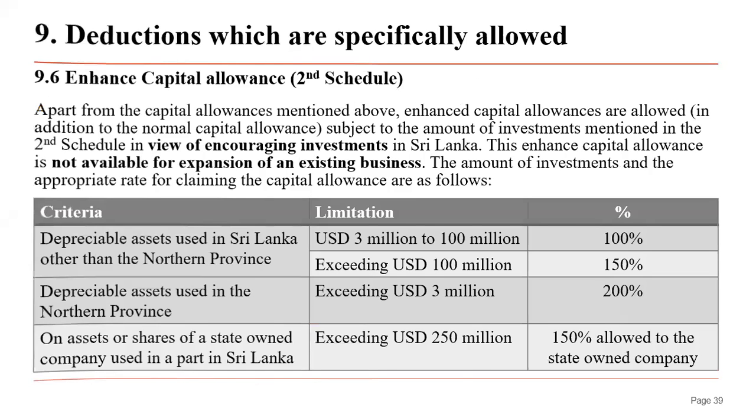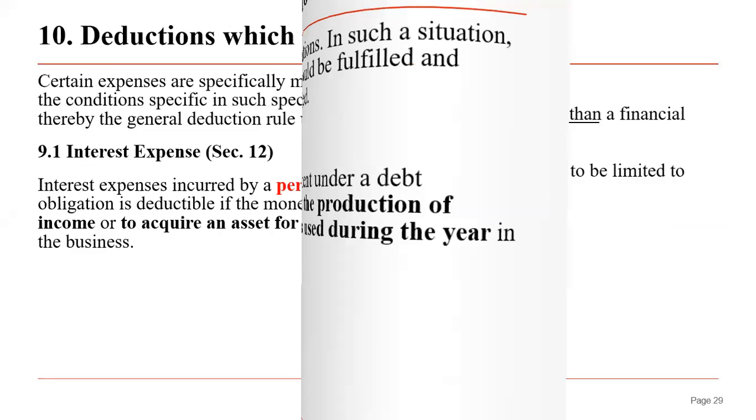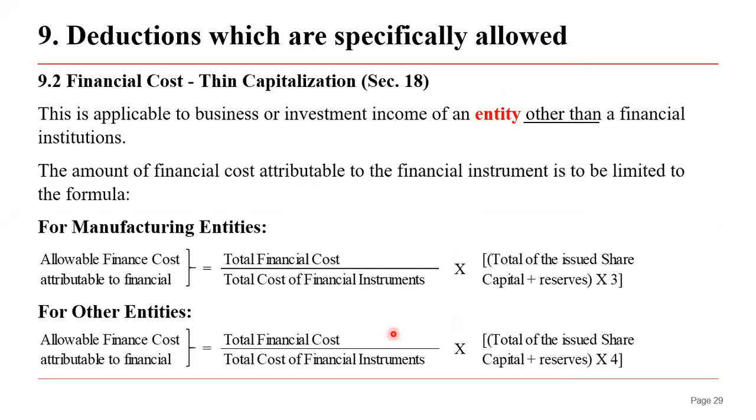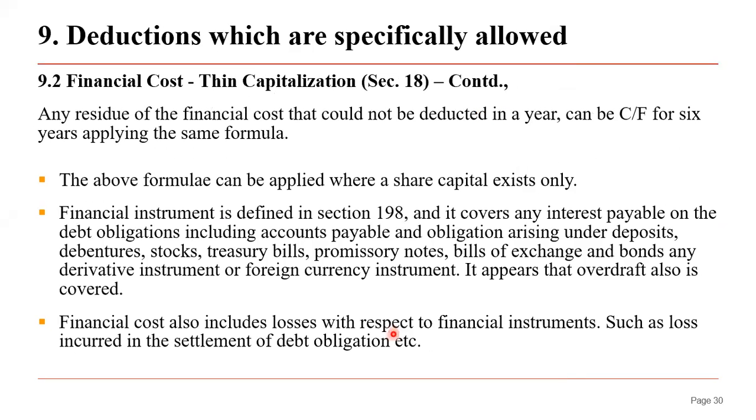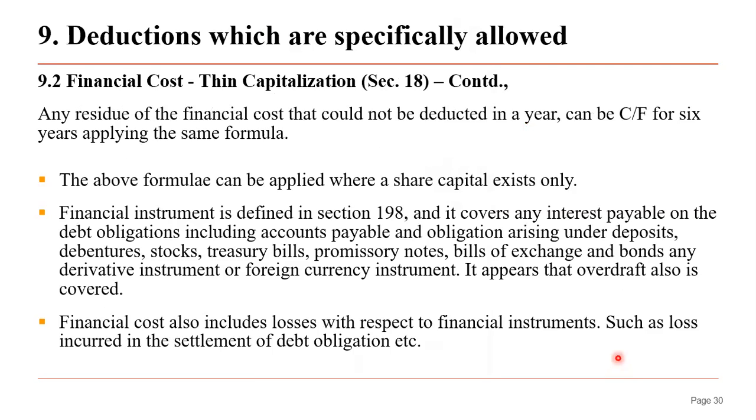And we need to do thin capitalization adjustment here, based on this formula. The finance cost all together, the lease interest also, will fall under this, based on the entity type. If it is manufacturing, three times, if it is not a manufacturing company, four times, right?